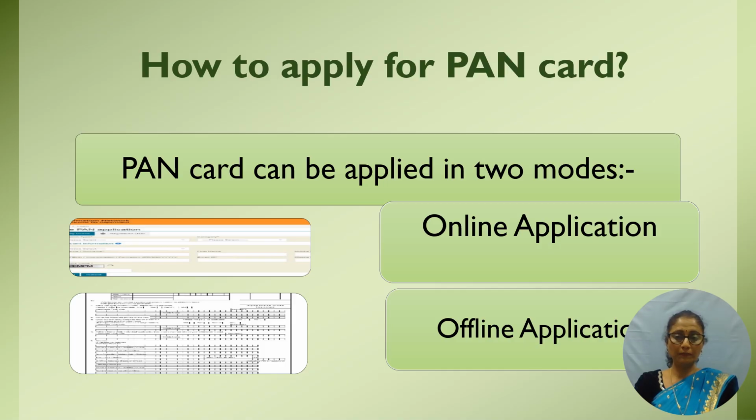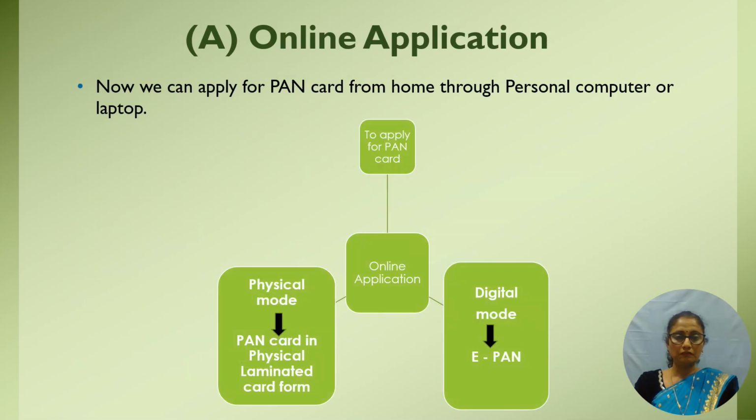How to apply for a PAN card? We can apply for a PAN card in two modes. We can apply online as well as offline. We can apply for a PAN card from home through a personal computer or laptop in the online application. Through online mode, we can have the physical laminated card as well as we can have an e-PAN.